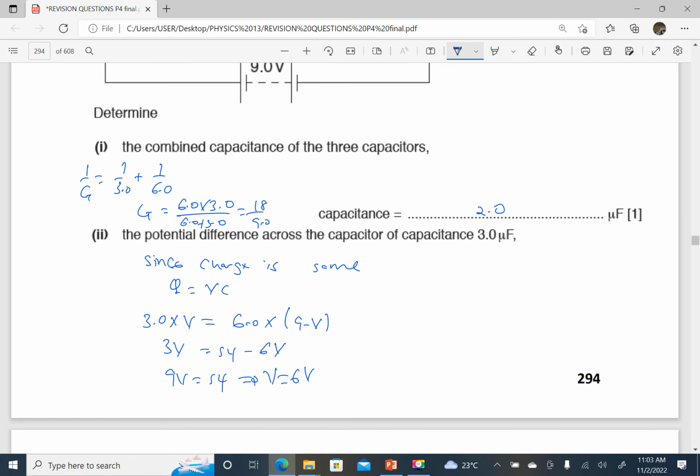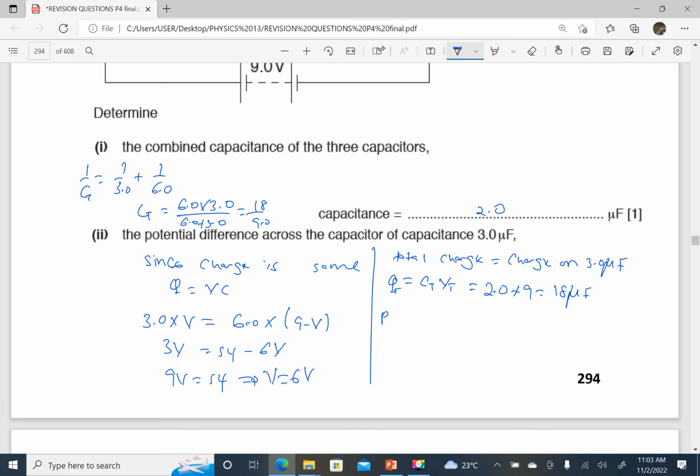I've considered the same charge on both the series and the parallel combination. I can now also consider total charge. So total charge, this is another alternative. Total charge in the circuit is going to be total capacitance times total PD, and it is the same as the charge on the 3.0 microfarad capacitor, because it is in series with the battery. Total capacitance, we have calculated it as 2.0 above. Total PD is 9, meaning total charge is 18 microcoulombs.